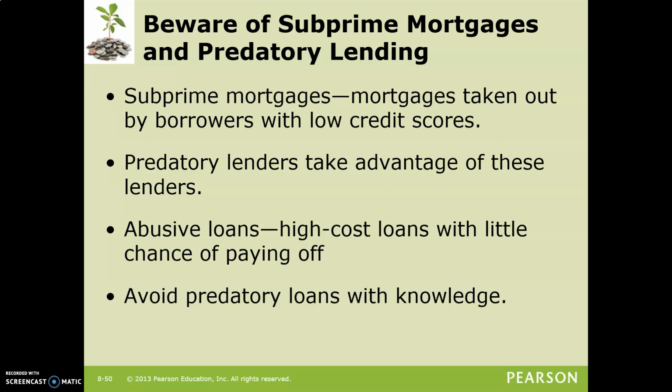Beware of subprime mortgages, which are mortgages taken out by borrowers with low credit scores. We know that about 10 years back we had the subprime crisis. These are low credit scorers who actually borrowed on securitized mortgage loans, which is very dangerous. Predatory lenders take advantage of these borrowers with abusive loans, high cost loans with little chance of paying off. Avoid predatory loans with knowledge, so make sure you have an idea what you're getting into.